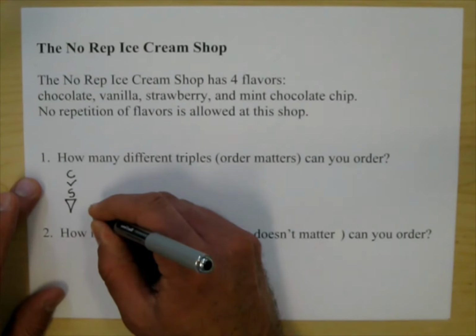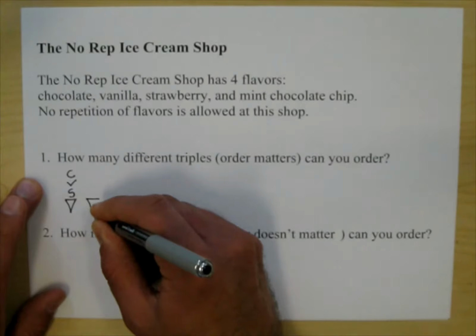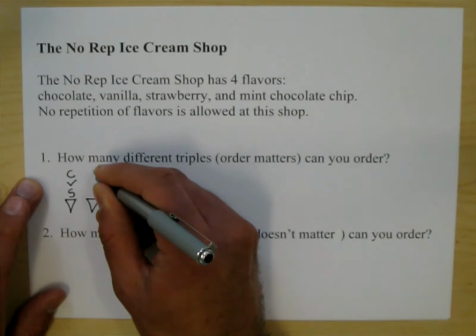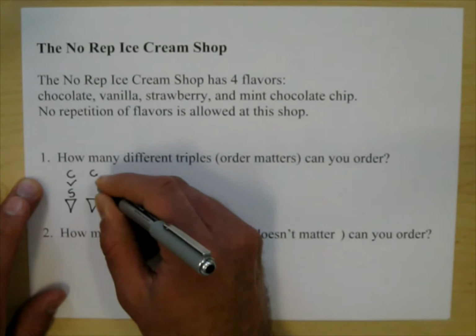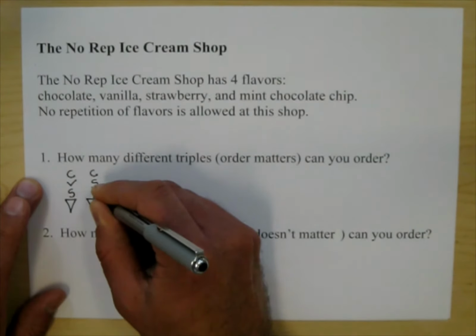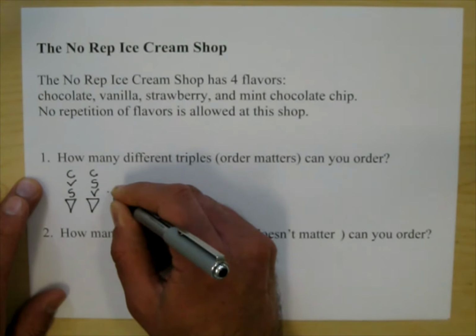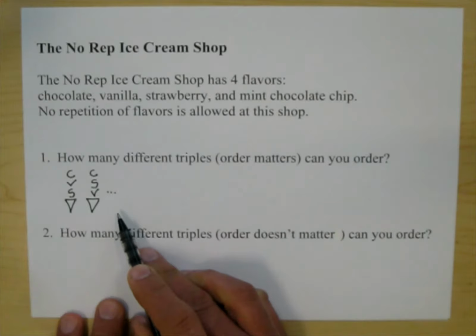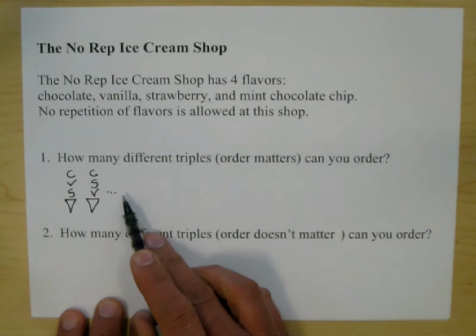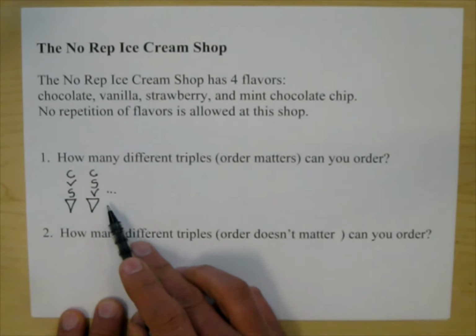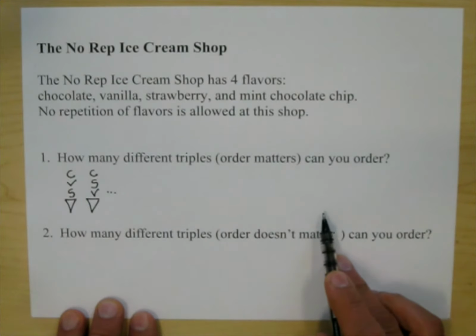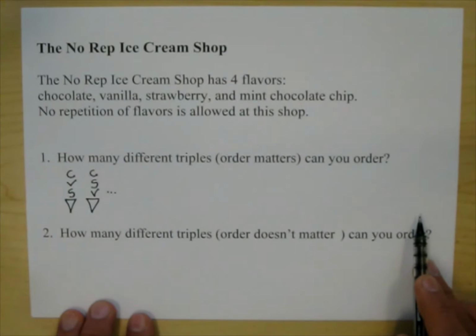And you can have chocolate, strawberry, vanilla. As you can see, it's going to take us a long time because I didn't even put the mint chocolate chip in any of these ones. It's going to take us a long time to list out all of our choices.